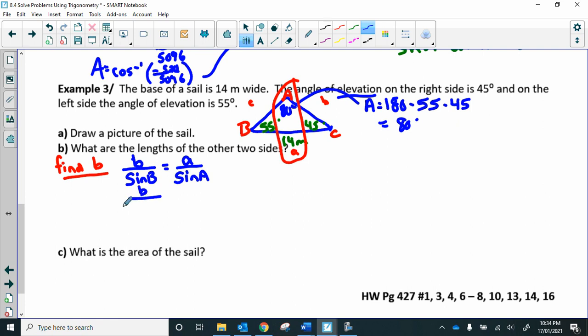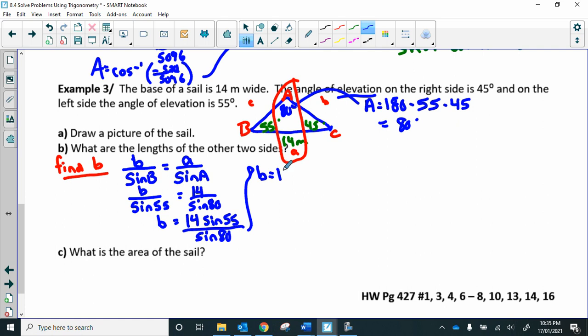And I'm going to sub in everything I know. So B is 55. Little a is 14. And I just figured out that big A is 80. I want b all by itself, so I'm going to take that sine 55 and move it over to the other side. It's going to be multiplied at the top. And if I plug that into my calculator, I don't have to use the inverse because I'm not solving for an angle. I get 11.6 meters. So there's one. Let's go ahead and find the other one.